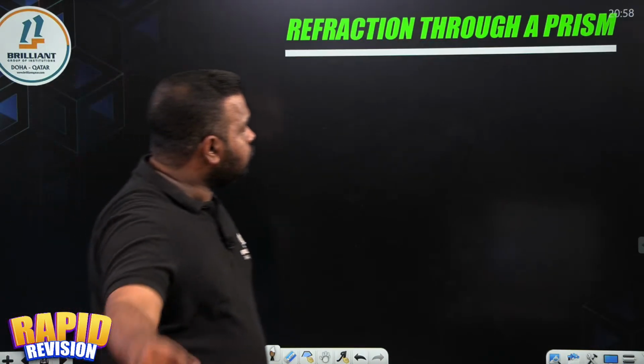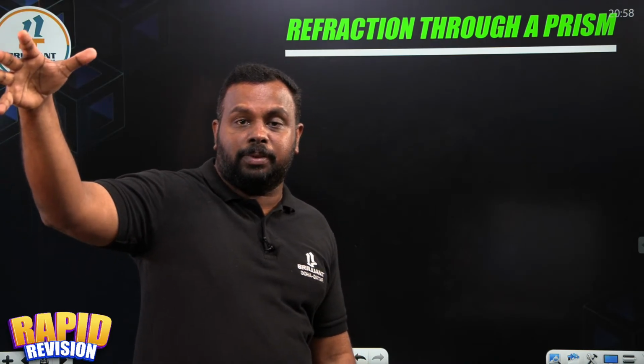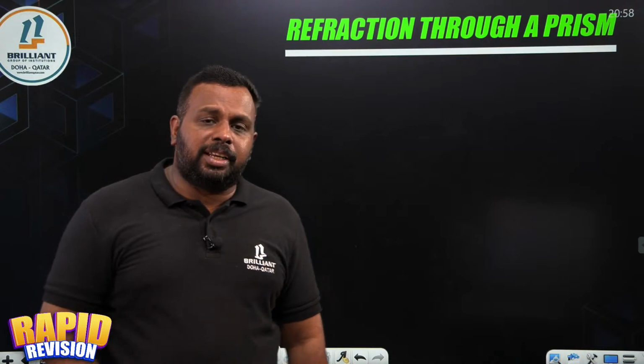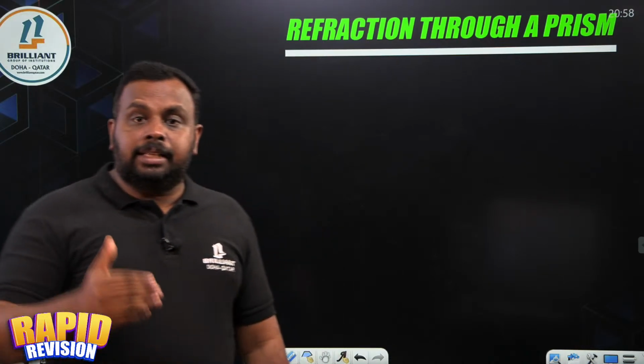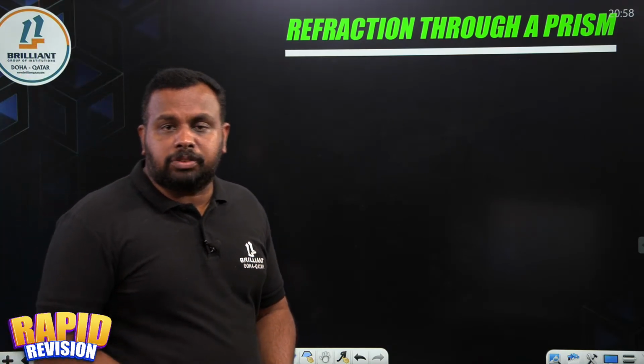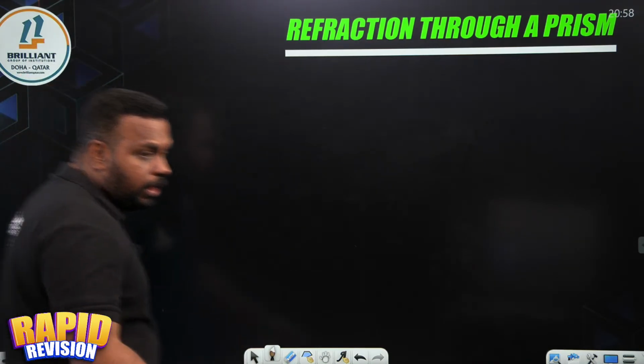Yes. Prism, refraction through a prism. Another probable 5-mark question, the derivation. So what we are finding in refraction through a prism, we are finding the expression for the refractive index of the material of the prism. Refractive index.